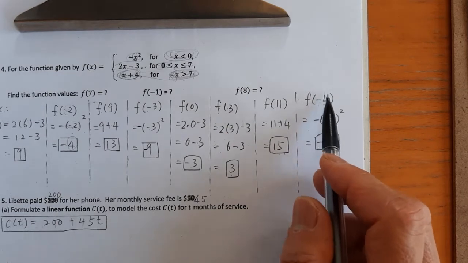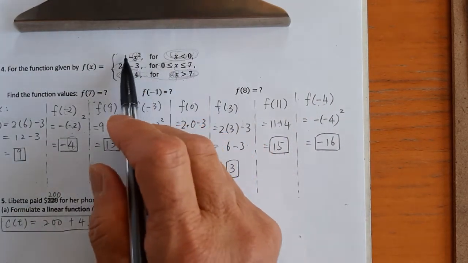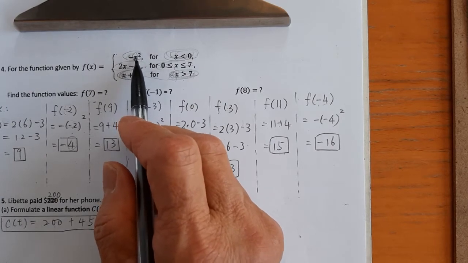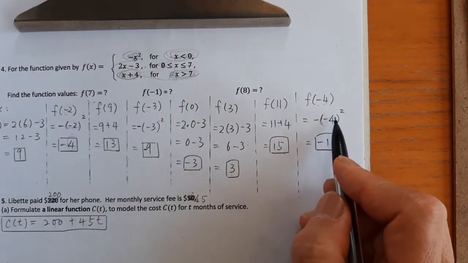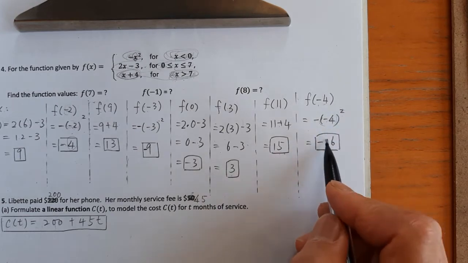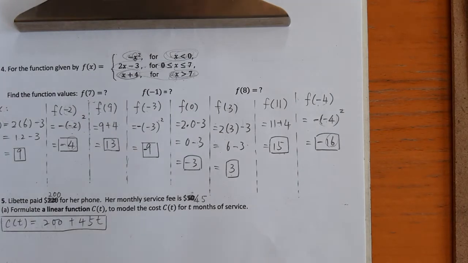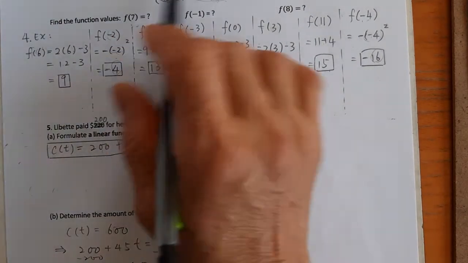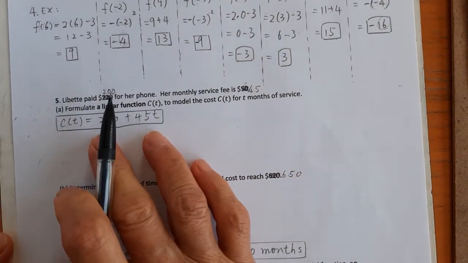F of negative 4. Negative 4 is less than 0. So use the first function. Plug in x as negative 4. In front there is a negative sign. Negative 4 squared becomes 16. In front still a negative sign. So it's negative 16. This we call a piecewise function. And question 5.